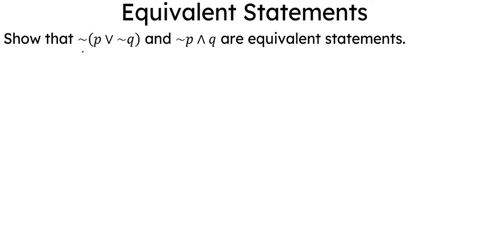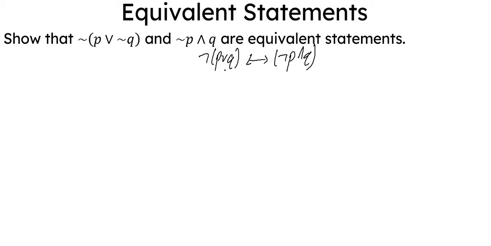So, we're asked to show that not (P or Q), and not P and not Q are equivalent statements. Now, you can do it with two truth tables if you like, but what we're going to have is this one, that we would have to show that not (P or Q), and this one are equivalent.